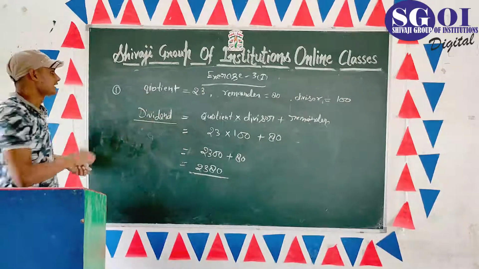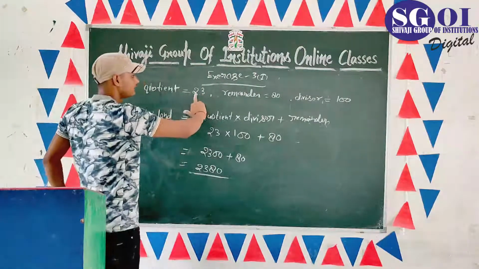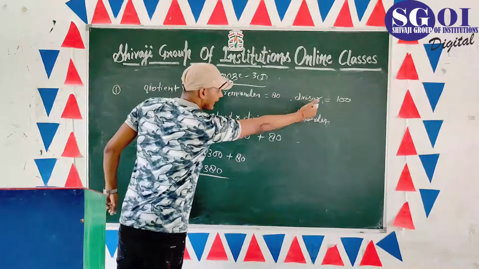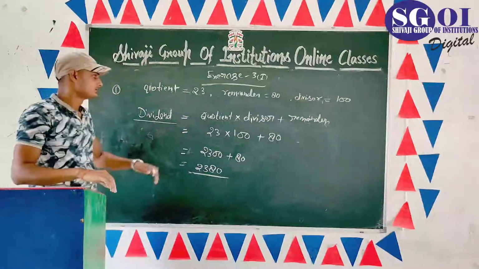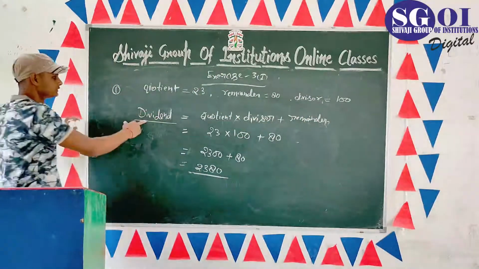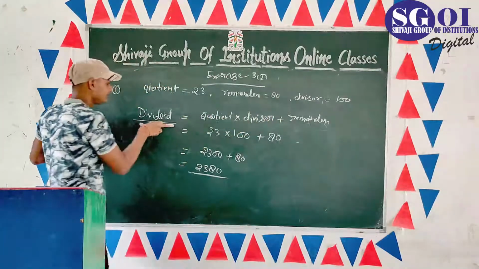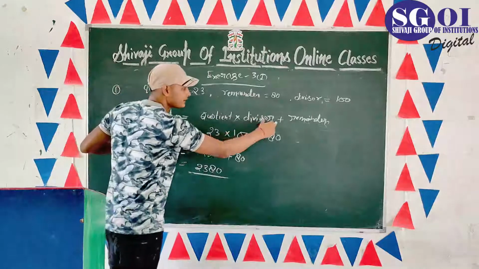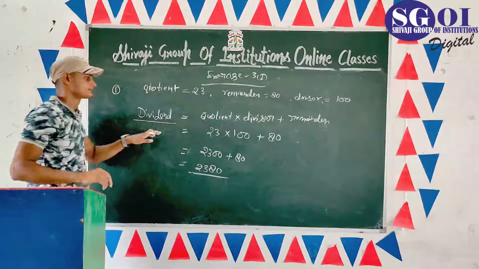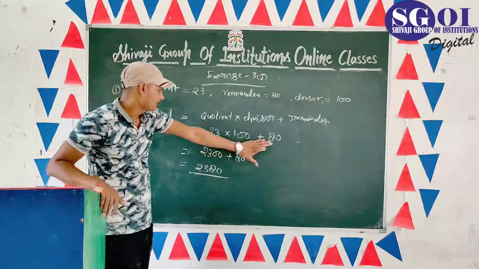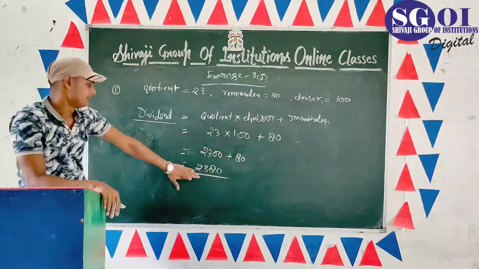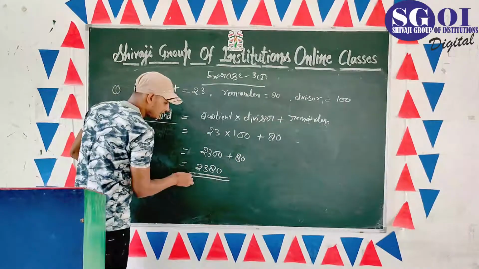Okay, students, as we are given quotient is equal to 23, remainder is equal to 80, and divisor is equal to 100. Then we know the relationship between dividend, quotient, divisor and remainder. Dividend is equal to quotient into divisor plus remainder. 23 multiplied by 100 plus 80, and we got the answer 2380.